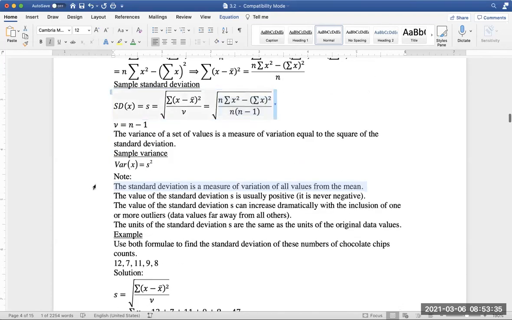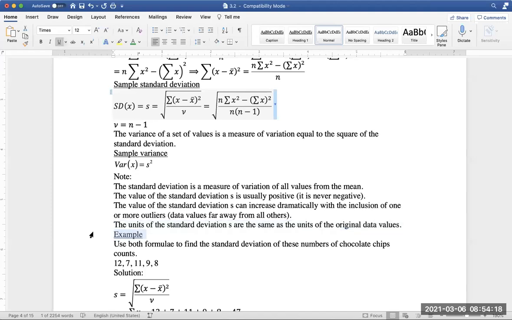So note, the standard deviation is a measure of variation of all values from the mean. The value of the standard deviation is usually positive. It is never negative. The value of the standard deviation S can increase dramatically with the inclusion of one or more outliers. These are data that are far away from all the other values. And the units of the standard deviation are the same as the units of the original data values.